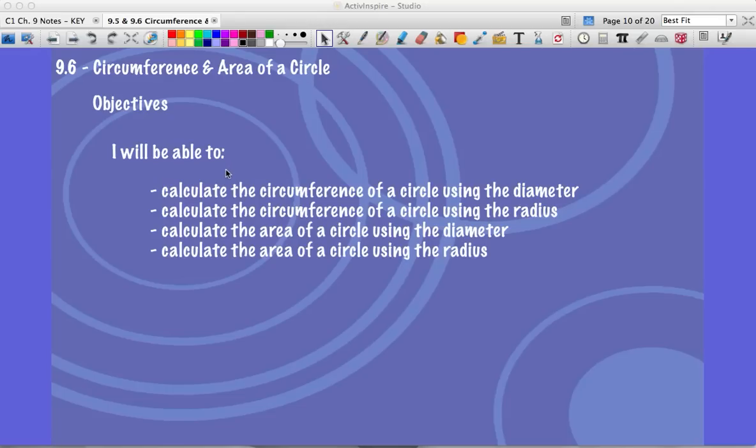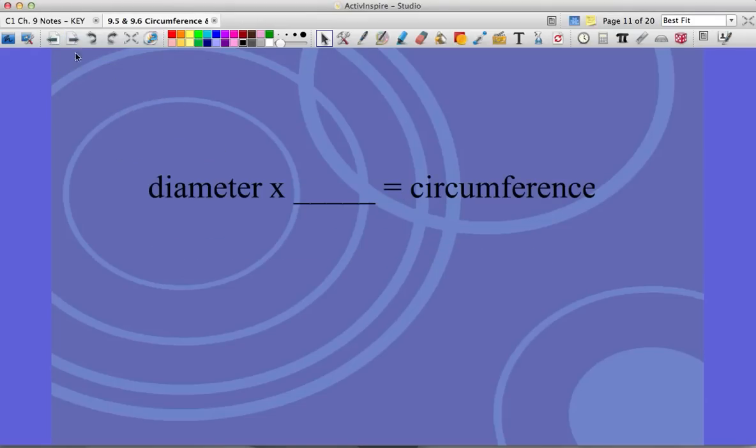However, we need to be careful because with the circumference, there's two different formulas we can use. One uses the diameter and one uses the radius. However, this is not the case for the area. For the area, we can only plug in the radius, but if they are given the diameter, we can use what we know about the diameter and the radius to complete our problem. So we're going to start first with circumference.